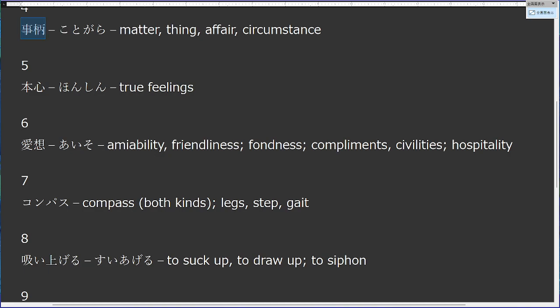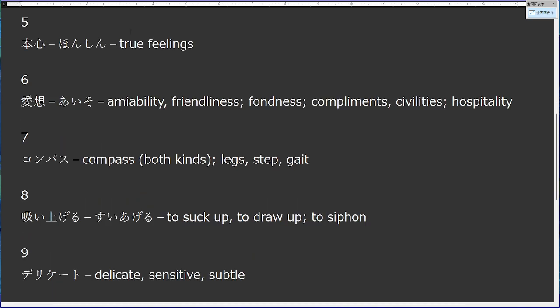Kotogara is an affair, circumstance, or matter. Kotogara desu.